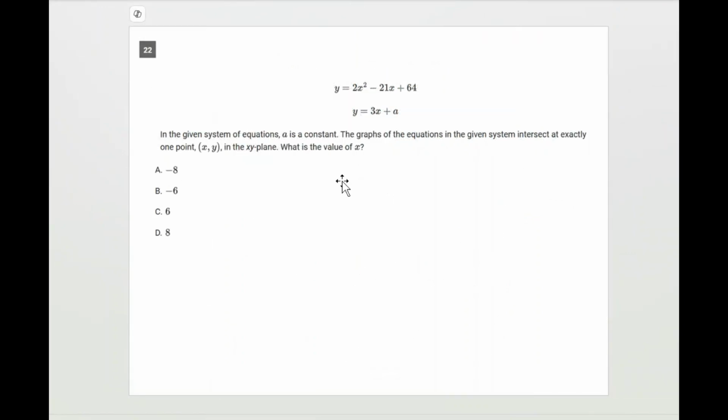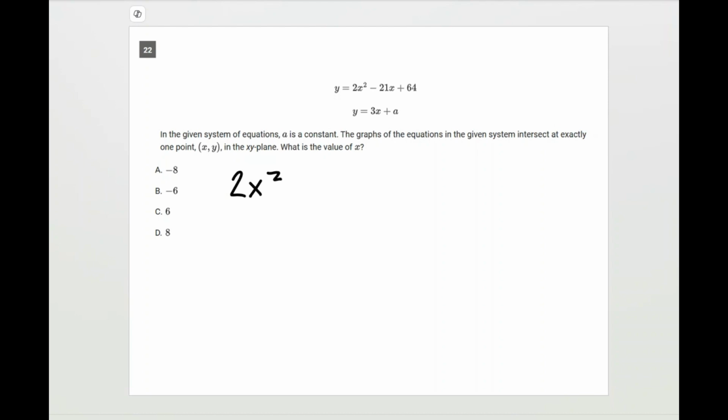Let's first read the problem. In the given system of equations, a is a constant. The graph of the equations in the given system intersects at exactly one point, x, y, in the xy plane. What is the value of x? Okay. So first you're going to want to be able to solve for the variables in this problem.